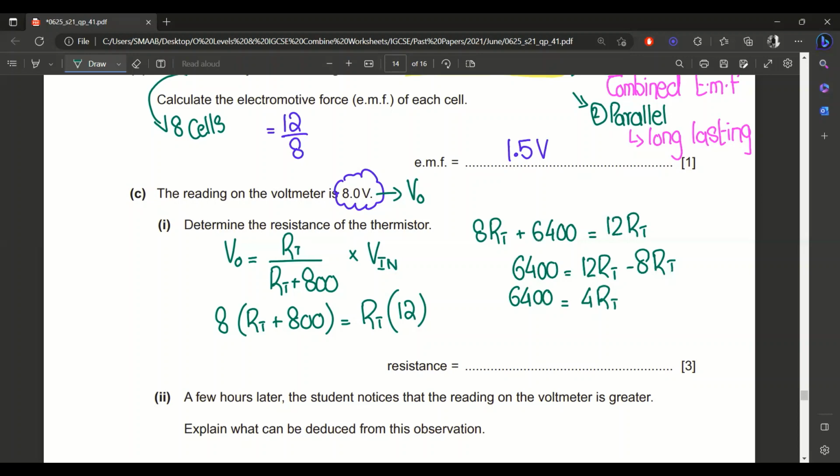And this 4 will divide on the other side. So what will be the final answer? 1600. 1600 is the final resistance, that is ohms, right? Yes.